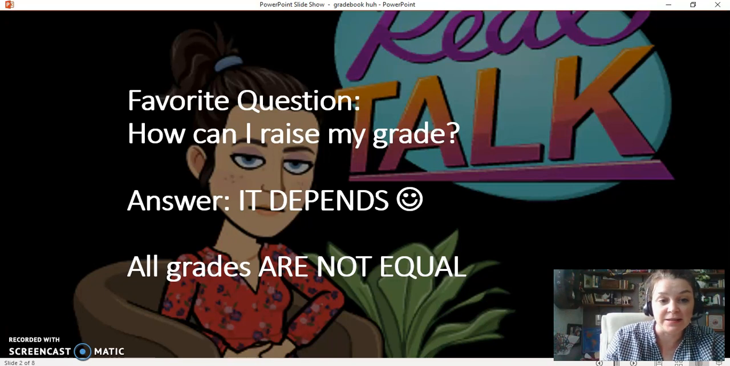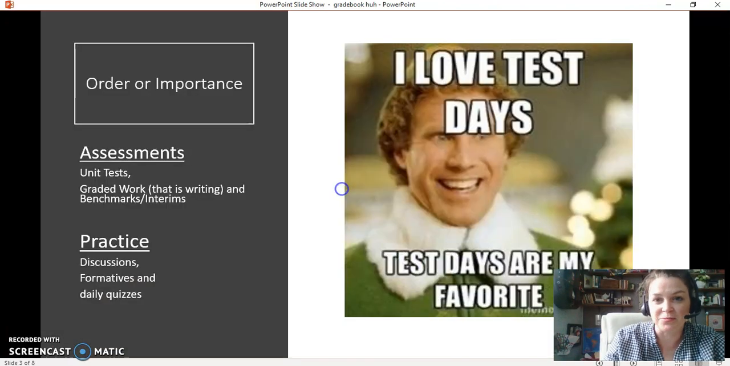The answer is it just depends. All grades are not equal, so I wanted to show you really quick. Let's see how fast I can do this. Order of importance. Number 1, your assessments. That's your unit tests. You can see here. Your graded work, that is your writing, and benchmarks or interims. Practice comes after that.